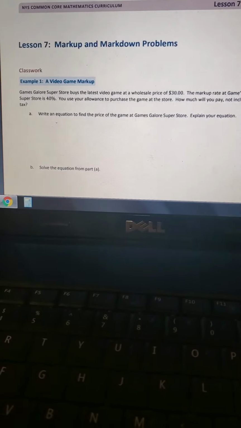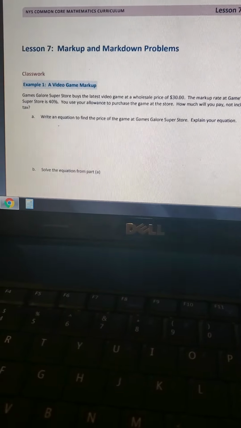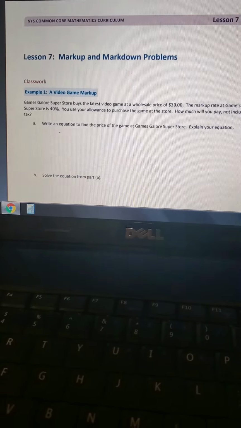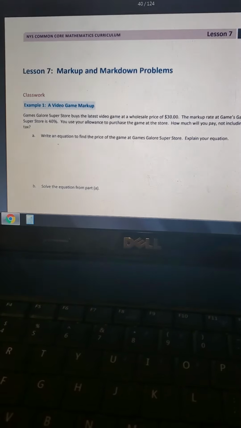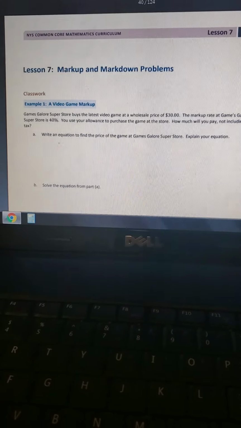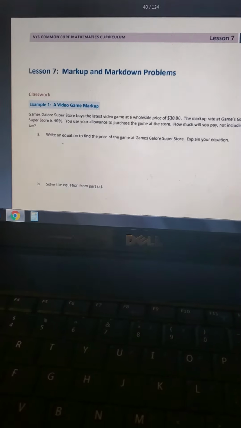Explain your equation. So for this, we want to write just a single equation that is going to get us the final answer. So go ahead and write your equation on your paper or in your book, and then we'll continue.